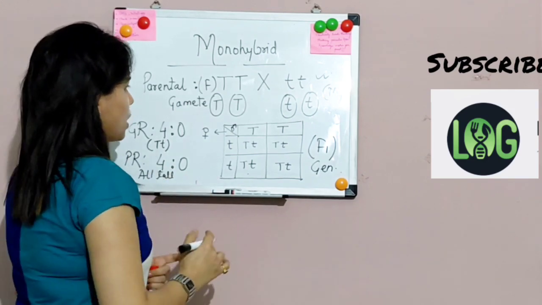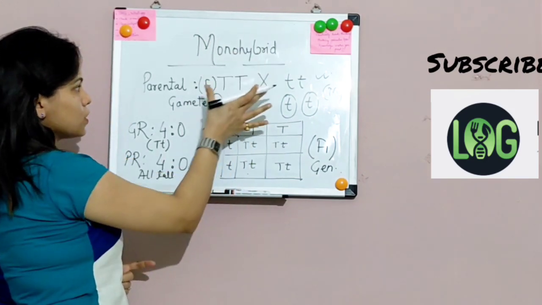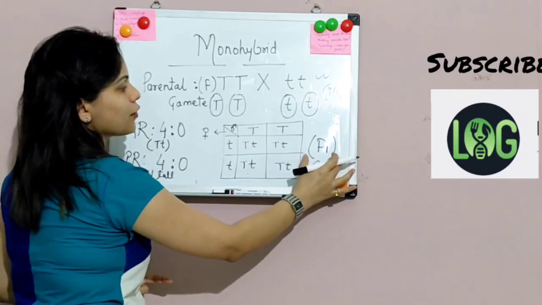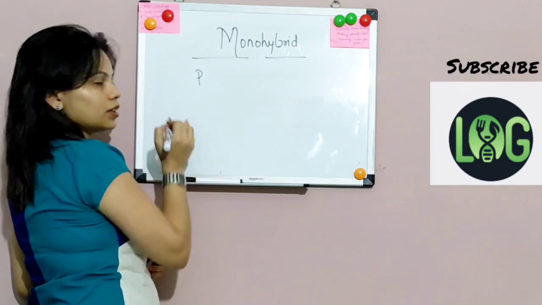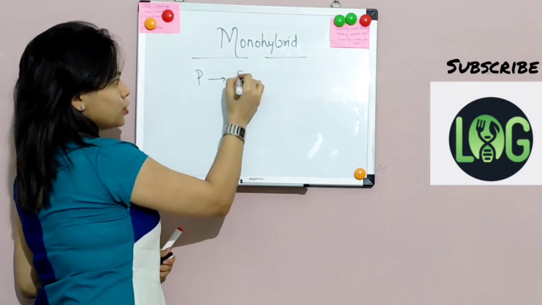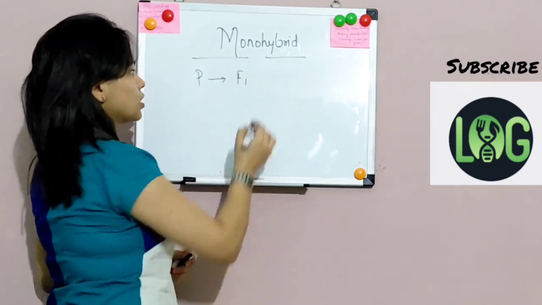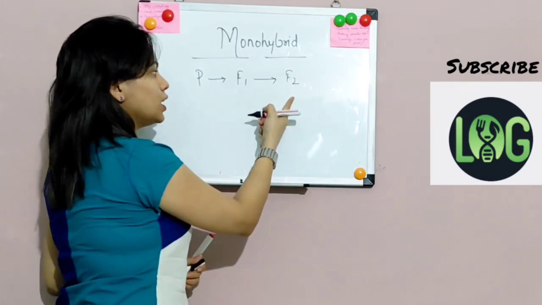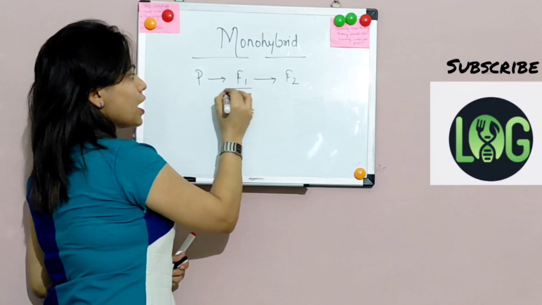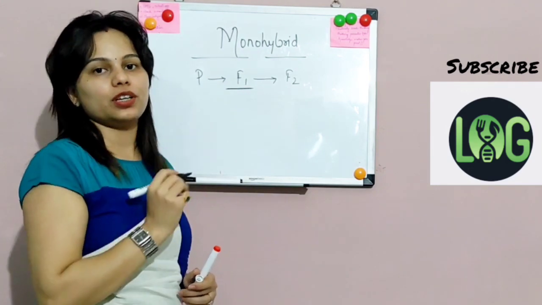So that was all about the monohybrid cross from parental generation to the F1 generation. Till now we have talked about the parental generation and the F1 generation. Now we will talk about the F2 generation, which is going to be obtained by crossing the F1 generation progenies.